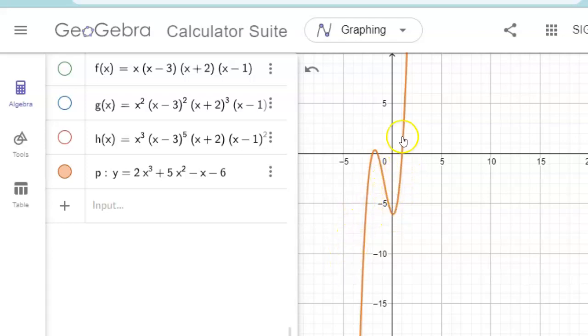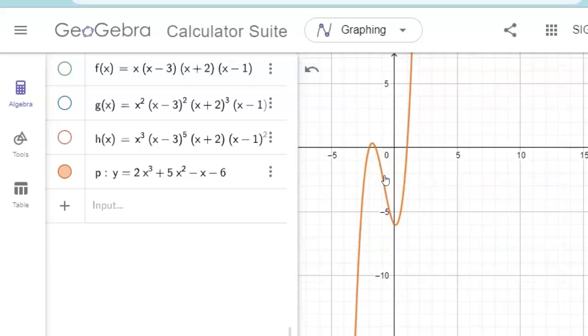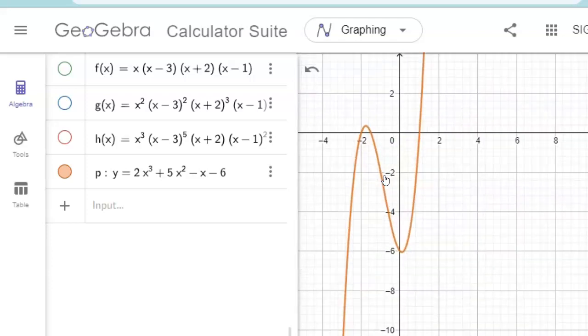This one definitely looks a lot nicer, all computer generated and everything. But it came from below, passed through negative 2, passed through 1.5, went down, passed through negative 6 for the y-intercept, then came up and passed through 1 and up and out. And so that's a general sketch.